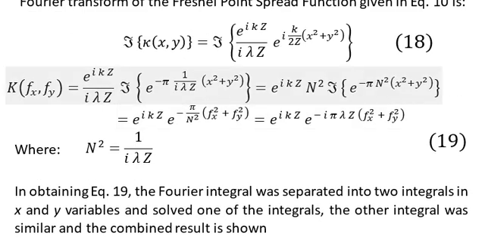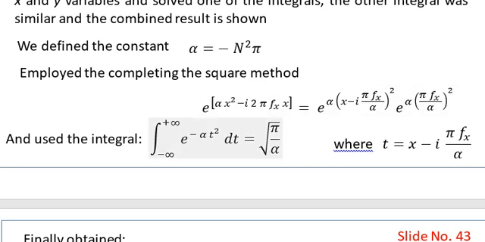to the expression over here. So here in this curly bracket we are going to apply the completing the square method, which is e to the power, within the square bracket, alpha x square minus iota 2 pi fx x, and this is now converted by completing the square on the right hand side to e to the power alpha, and within the parenthesis we have x minus iota pi fx over alpha whole square, and then another term e to the power alpha within the bracket pi fx over alpha whole square.